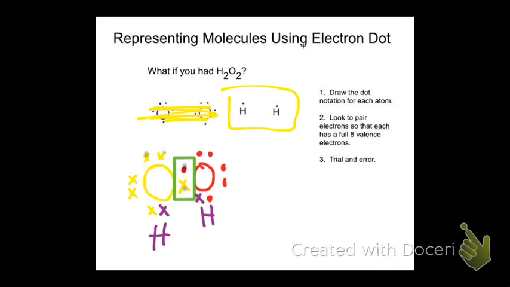1, 2, 3, 4, 5, 6, 7, 8. It's happy. The other oxygen is happy. It has 1, 2, 3, 4, 5, 6, 7, 8. And then the two hydrogens are happy because they have 2.